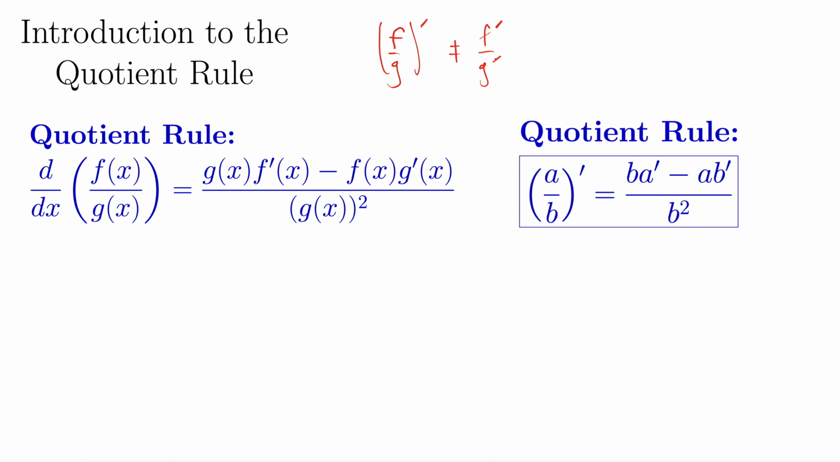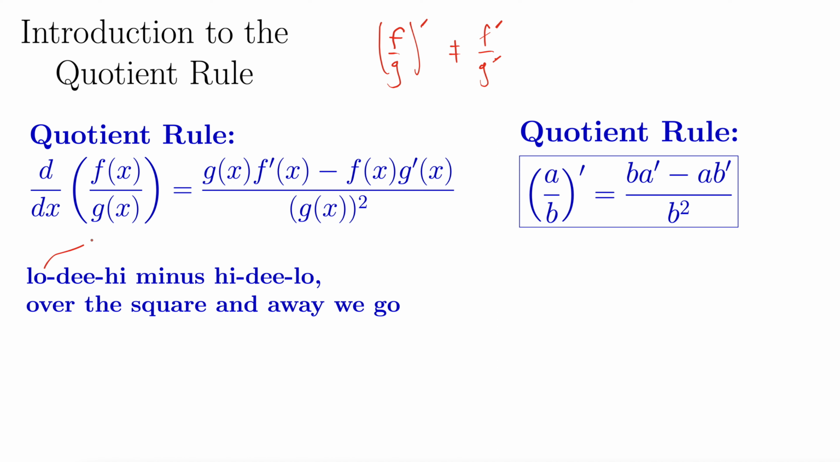And the way you remember this is to use a little jingle. I warn you, it is silly, but it works. Lo-dee-hi minus hi-dee-lo over the square and away we go. This is how you set the quotient rule to memory. The low is the function in the denominator, and the high is the numerator. So lo-dee-hi minus hi-dee-lo over the square, and away we go.